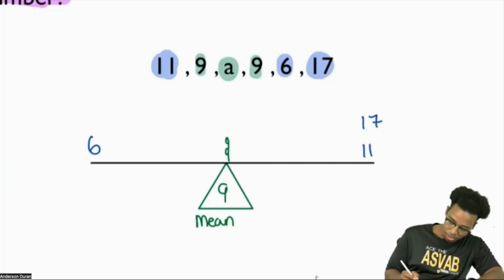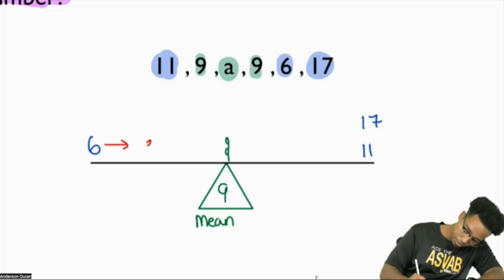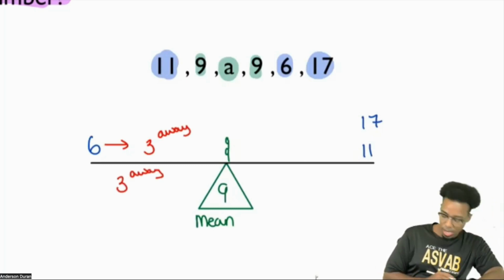That's going to be 3. Exactly. That's going to be 3 away. So the total will be 3 away. Sounds good. So let's go ahead and go over here.